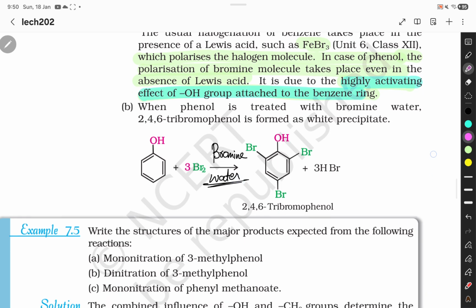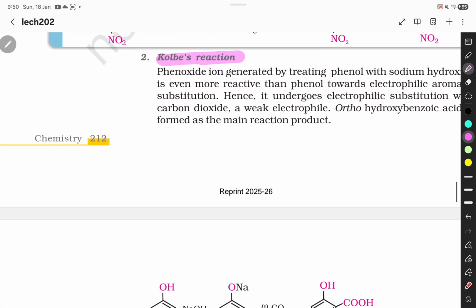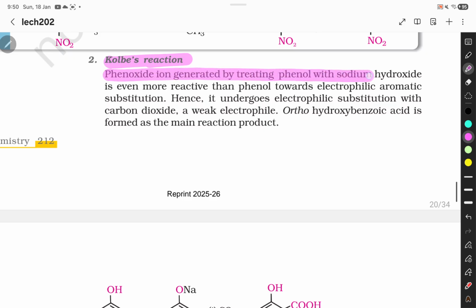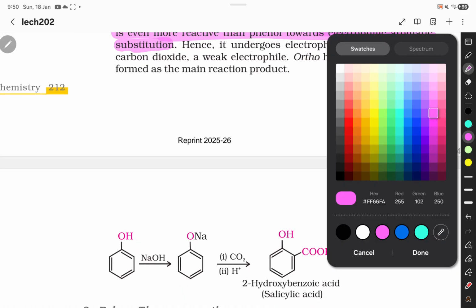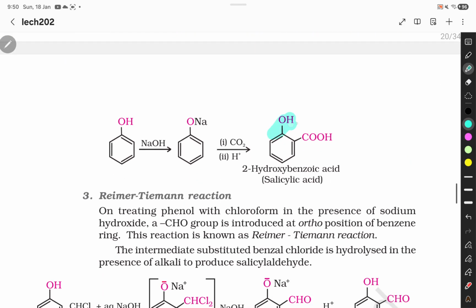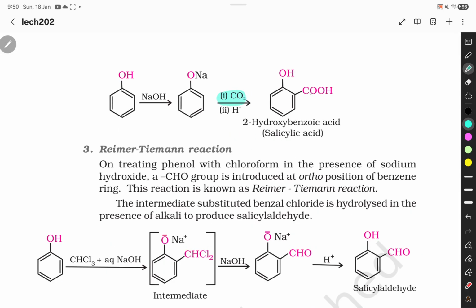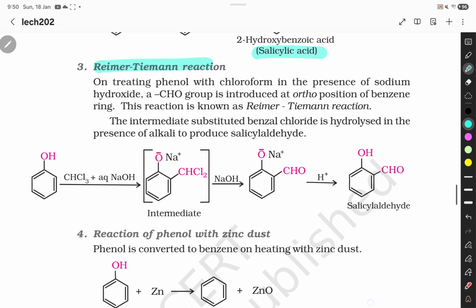Okay. Then the next thing that we have to remember is Kolbe's reaction. Phenoxide, generated by treating phenol with sodium hydroxide, is even more reactive towards electrophilic substitution than phenol. Basically, what I want to outline in this is, first you form the phenoxide ion, then you add CO2, and it forms salicylic acid. Reimer-Tiemann reaction, it has come 60 times in JEE Mains at least.